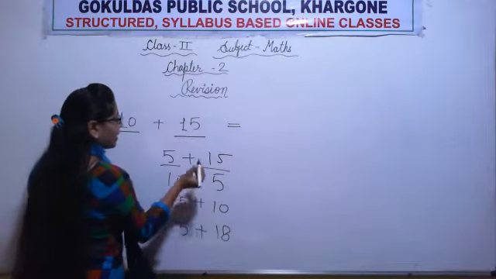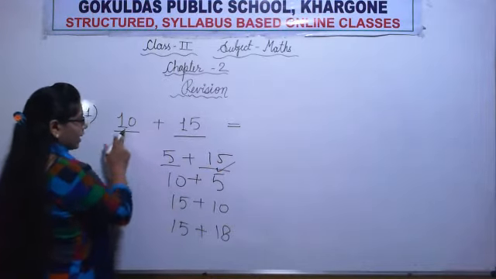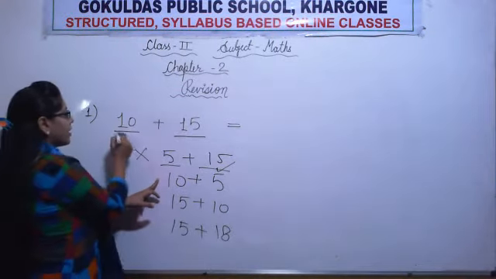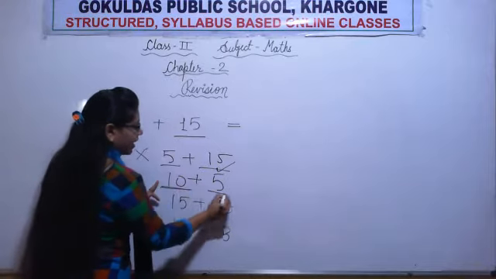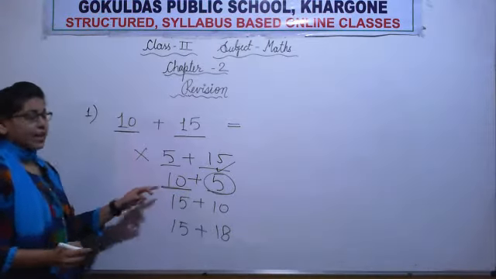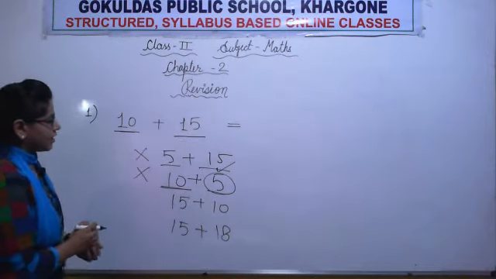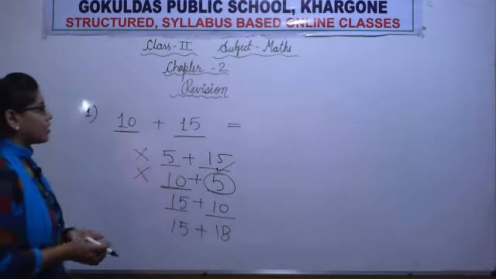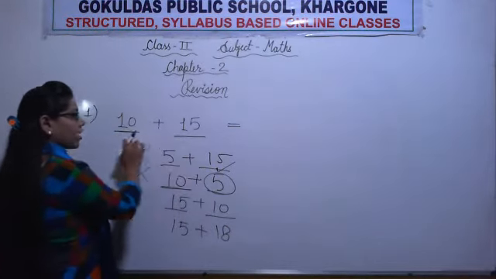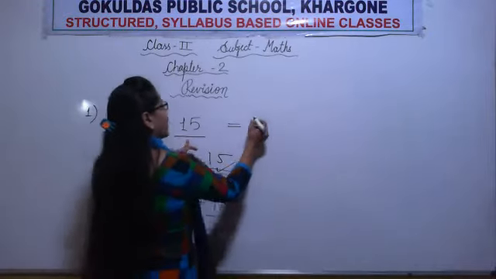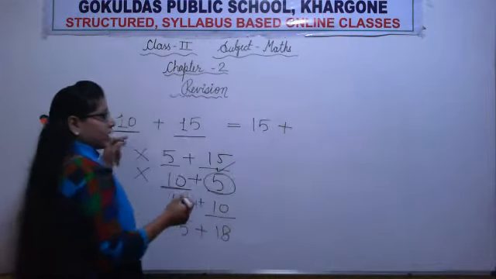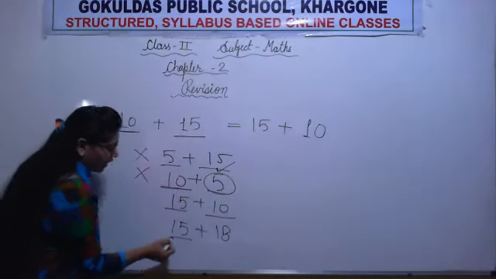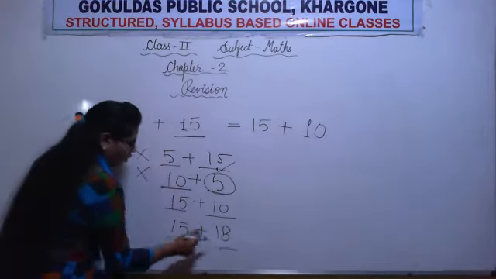So 5 and 15. 15 is there, but 10 is not there, so it is a wrong option. Let's see another option, 10 and 5. 10 is there, but in the place of 15, 5 is there. So this is also a wrong choice. Now 15 and 10. What does order property say? If we change the order, the result will remain the same. So we can write 15 at the place of the first addend and 10 at the place of the second addend. 15 plus 18 is also the wrong option.